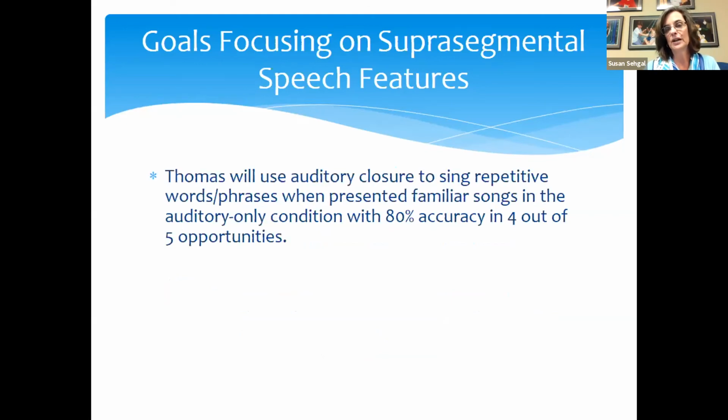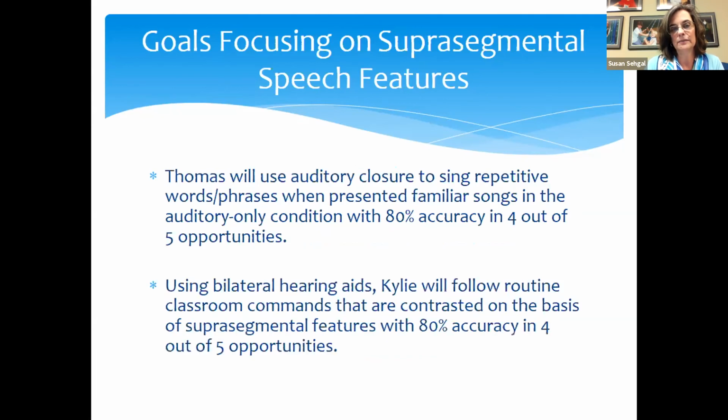Continuing on with some other examples, Thomas will use auditory closure to sing repetitive words or phrases when presented familiar songs in the auditory only condition with 80% accuracy in 4 out of 5 opportunities. Using bilateral hearing aids, Kylie will follow routine classroom commands that are contrasted on the basis of suprasegmental features with 80% accuracy in 4 out of 5 opportunities.